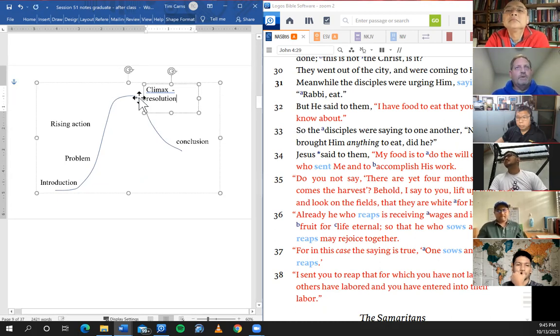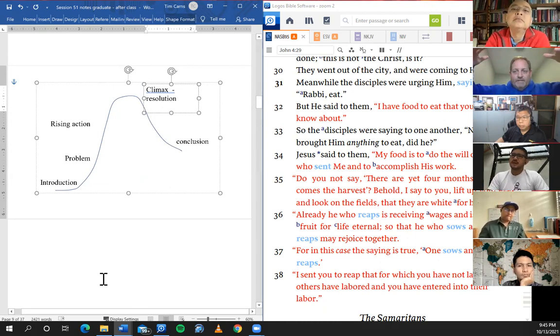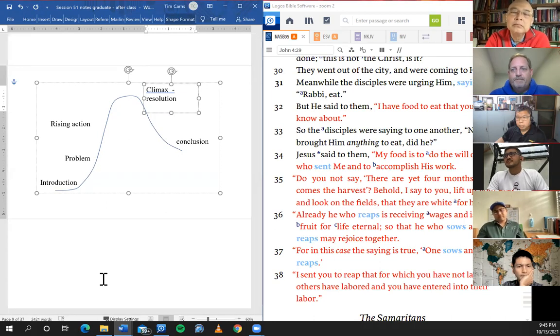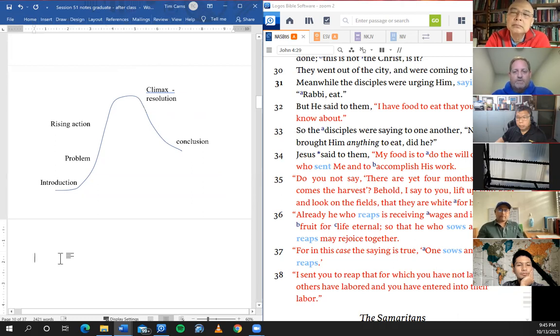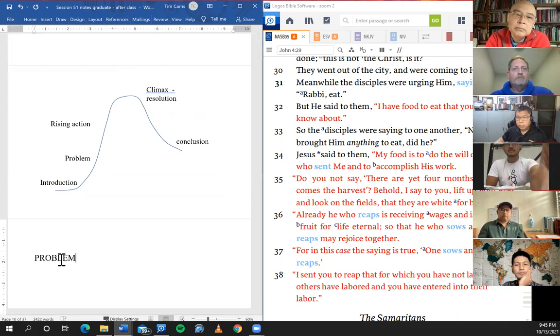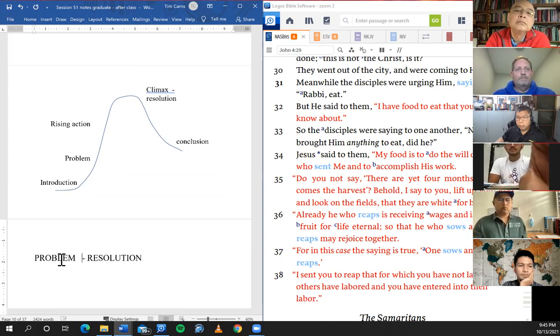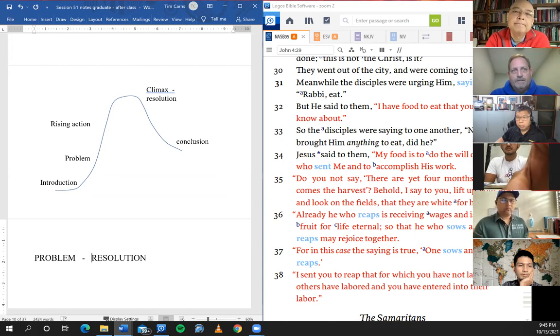Or they kind of just see this whole part as one thing, and that's fine. Where the story reaches its height and then everything gets resolved, that's fine. I think the real key in understanding how stories work is problem, problem resolution. Yeah. That's a story. A plot.